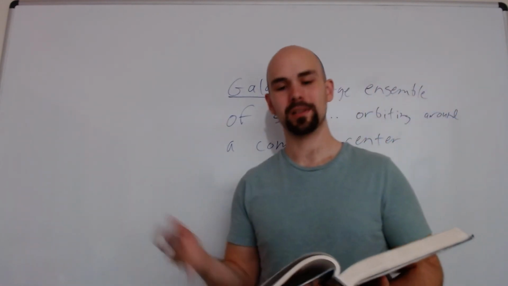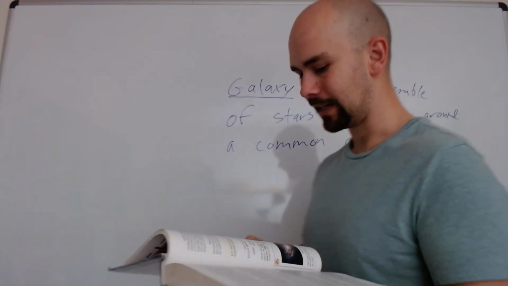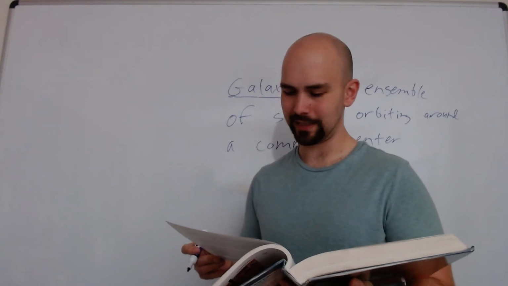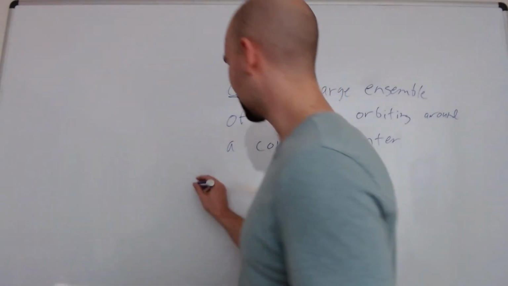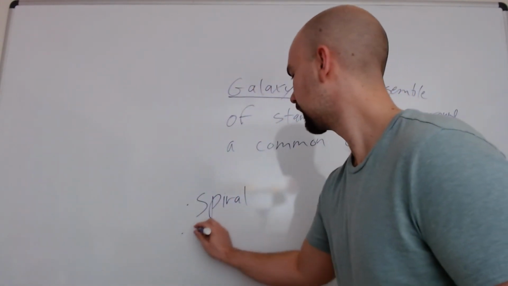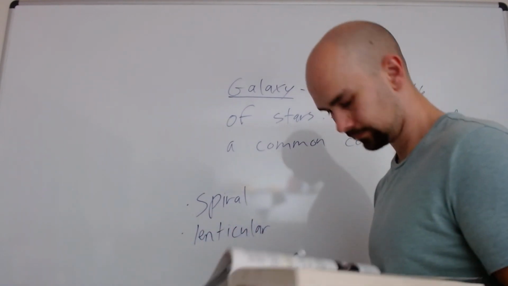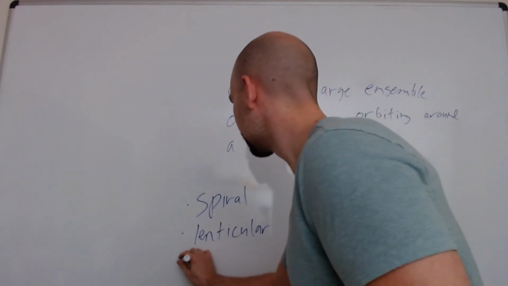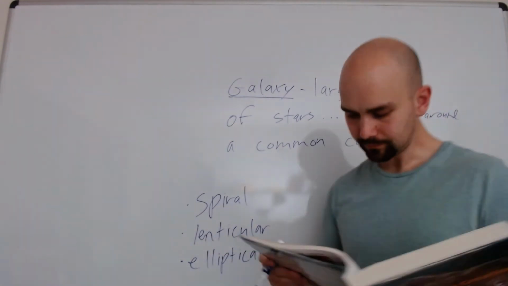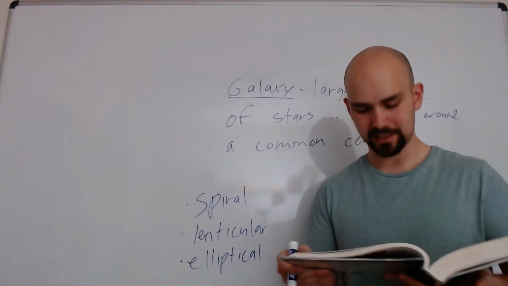There are different types of galaxies. There are spiral, elliptical, lenticular, and then you can just have an irregular. So spiral, lenticular, and elliptical. It's good to know that there are those three. And ours is going to be a spiral galaxy.